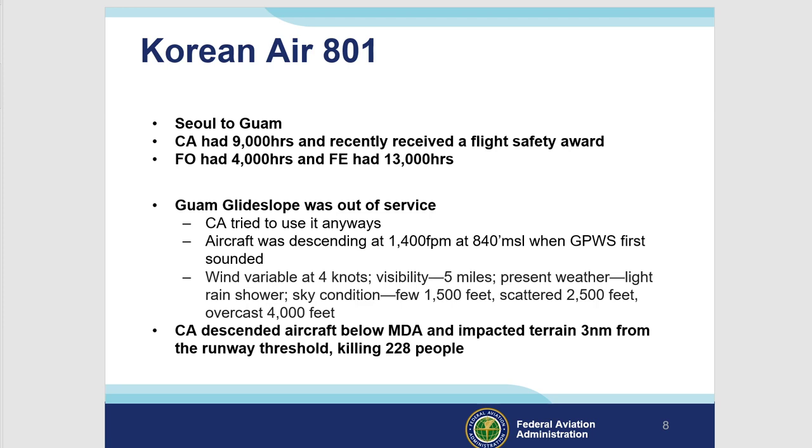Now, the wind was variable at 4 knots, visibility 5 miles, and light rain shower, sky condition few at 1,500, scattered 2,500 feet, overcast 4,000. They should have been in relatively not so great VFR conditions, yet VFR. Now, the captain descended the aircraft below MDA and impacted terrain 3 nautical miles from the runway threshold, killing 228 people. Why did that happen? Why did the captain just bust right on through the glide slope and nobody mentioned it to him?